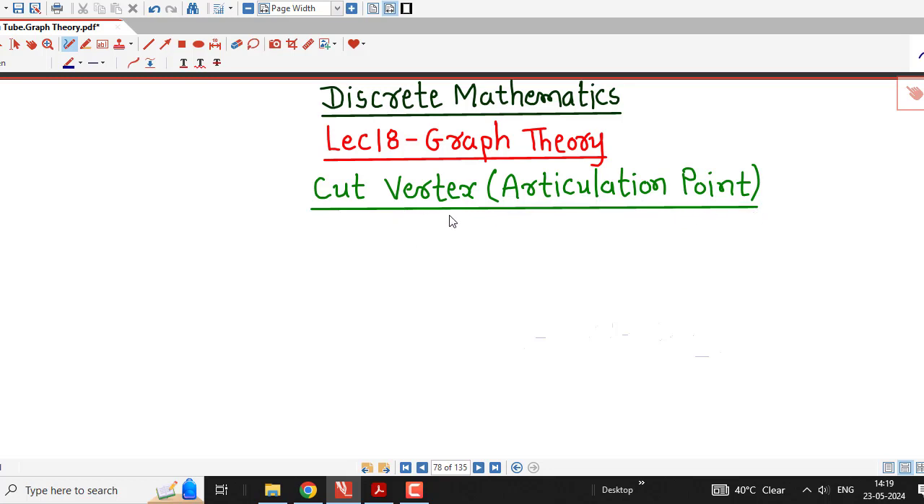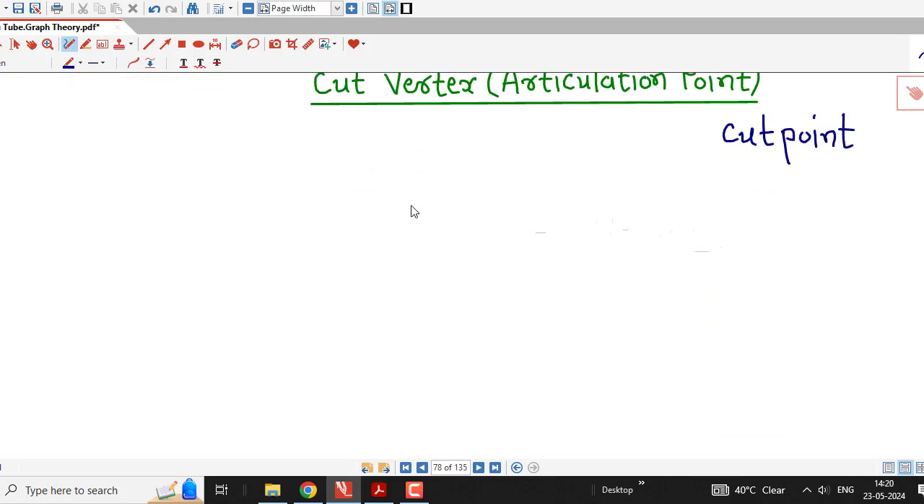We are going to discuss when a vertex of a given graph is a cut vertex. Another name is articulation point, and some authors call it a cut point of a graph also. So first we take one example to understand the definition of cut vertex. Suppose I consider this graph which is connected with these edges.